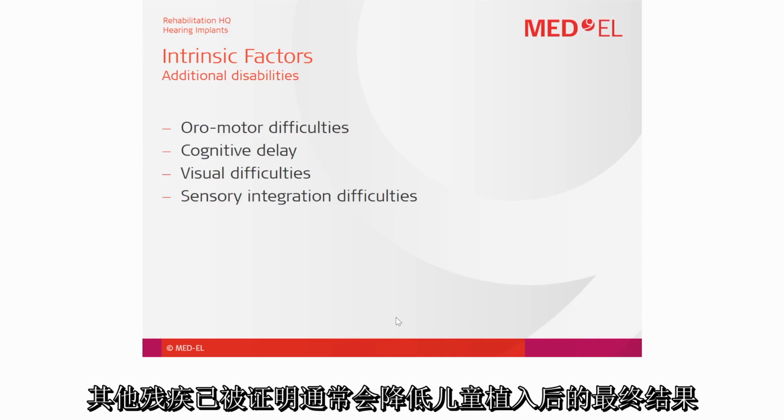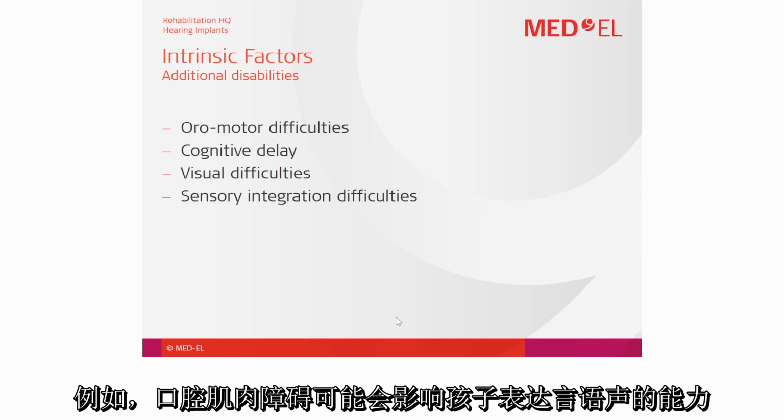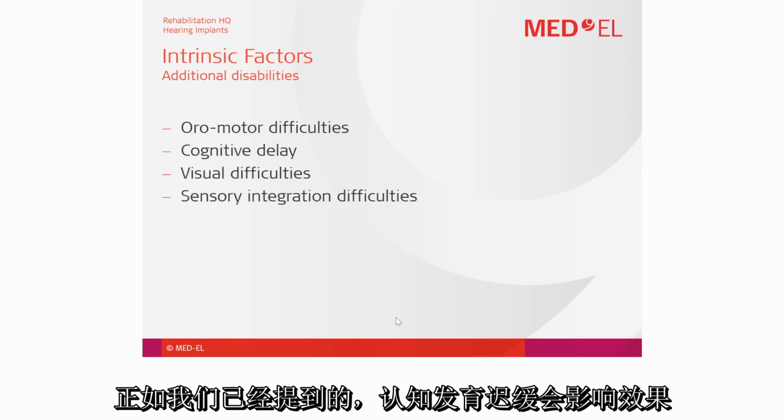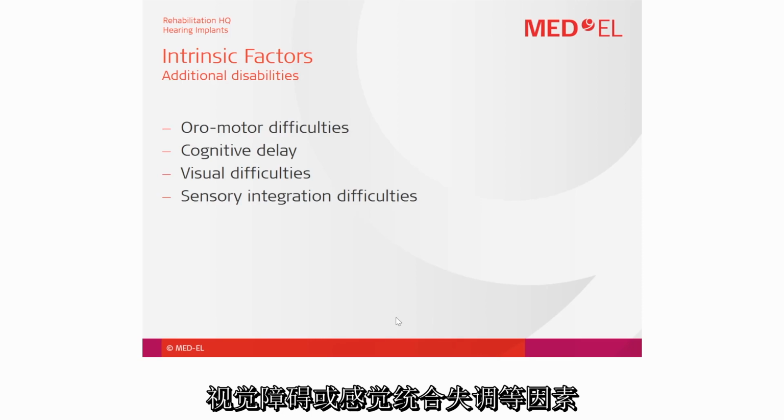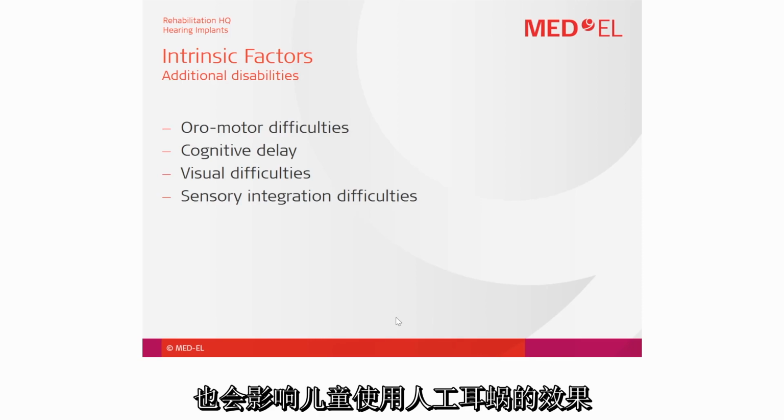The presence of additional disabilities has been shown to often lower the eventual outcome for a child post-implant. So the presence of oromotor difficulties, for example, might impact on the child's ability to make all the sounds of speech expressively. A cognitive delay can have an impact, as we've already mentioned. Things like visual difficulties or sensory integration difficulties can also impact on the child's ability to perform with a cochlear implant.